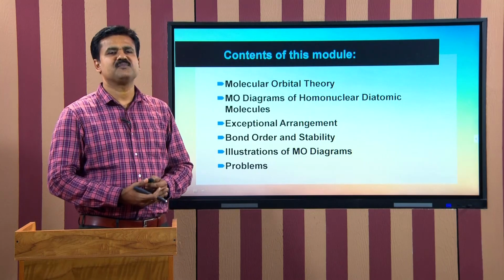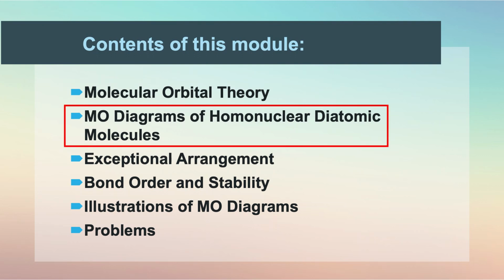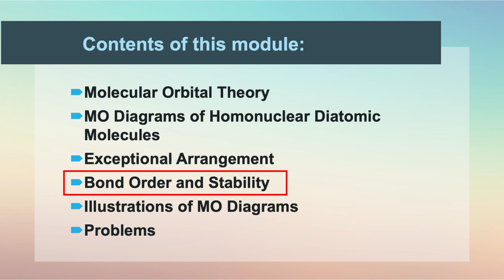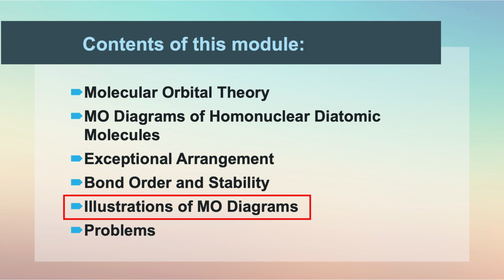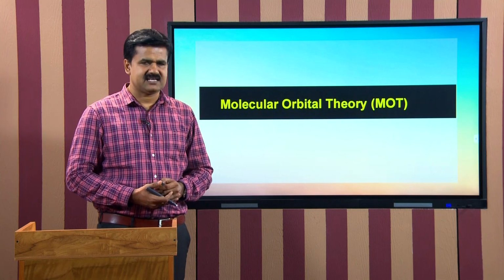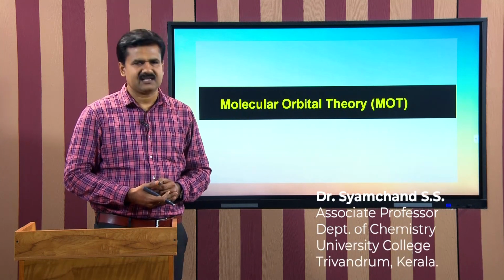The contents of this module are the molecular orbital theory, molecular orbital diagrams of homonuclear diatomic molecules, exceptional arrangement, bond order and stability, illustration of molecular orbital diagrams and problems. First of all, molecular orbital theory. We heard about the concept of molecular orbital theory.